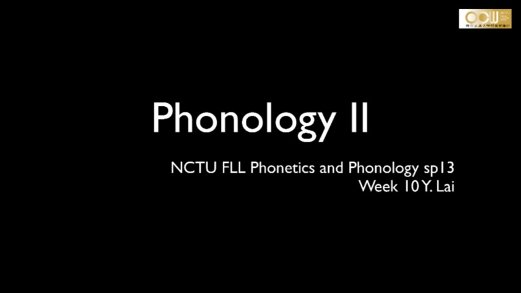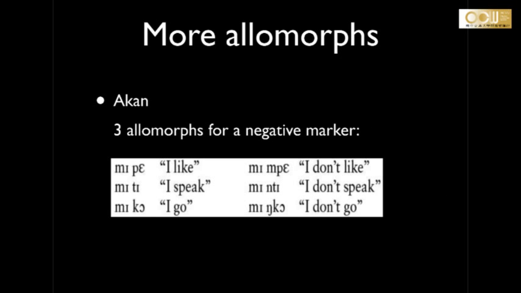About phonology. We'll talk about new things in the first class. There are allomorphs in almost all languages, and this is another kind. So can you pick up what the allomorphs for negation in this language are? What are they? What are the allomorphs for negation?